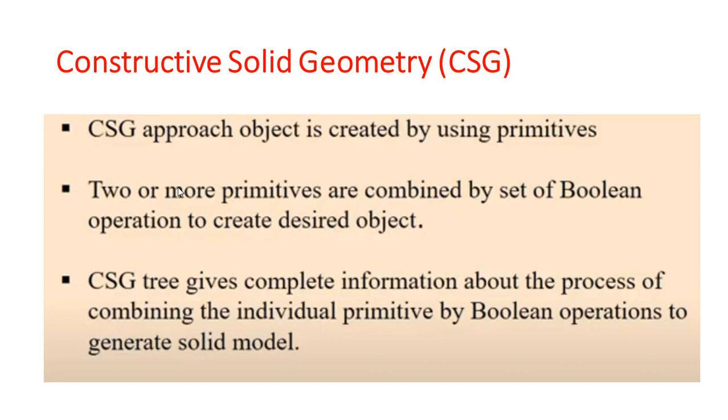Now the next topic is constructive solid geometry. Constructive solid geometry is a solid representation scheme, or you can say it is an approach. In this approach, an object is created by using primitives. Two or more primitives are combined by a set of Boolean operations to create the desired object. The CSG tree gives complete information about the process of combining the individual primitives by Boolean operations to generate the solid model.